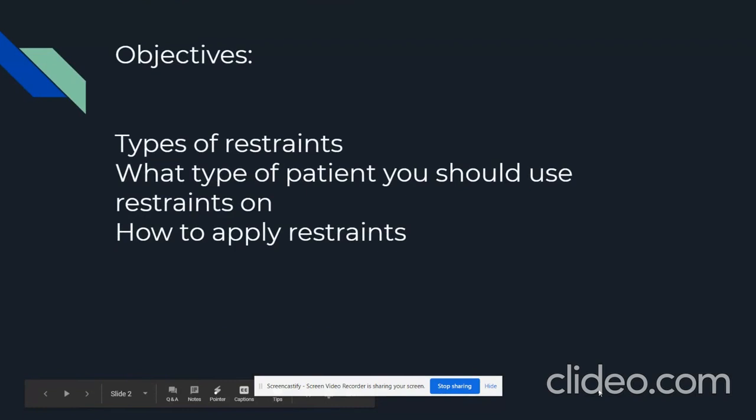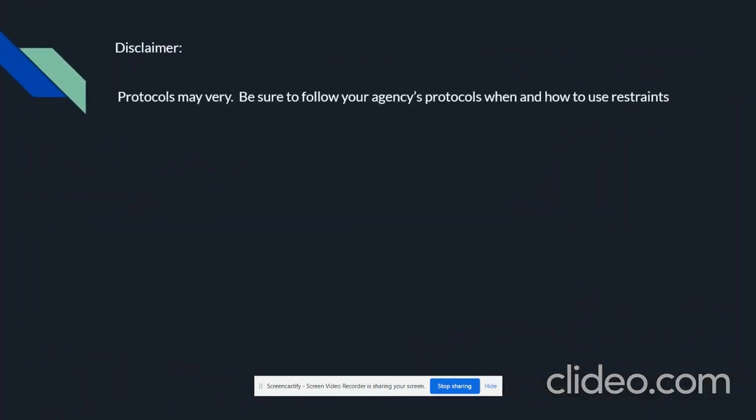The objectives of this presentation are to discuss some different types of restraints, what type of patient you should use restraints on, and how to apply the restraints. For the disclaimer, protocols may vary, and be sure to use your agency's protocols for when and how to use the restraints. Today I will be using the restraints and protocols that I use at the agency that I work for.